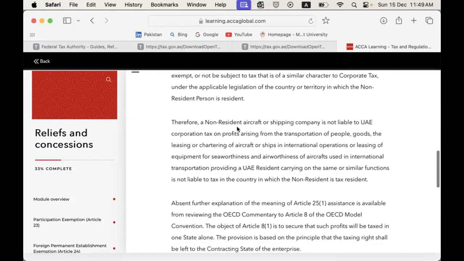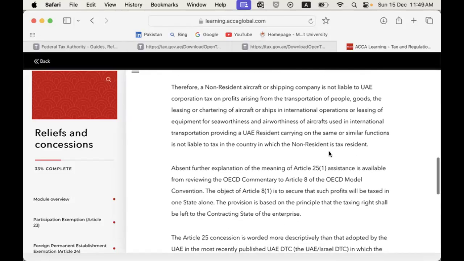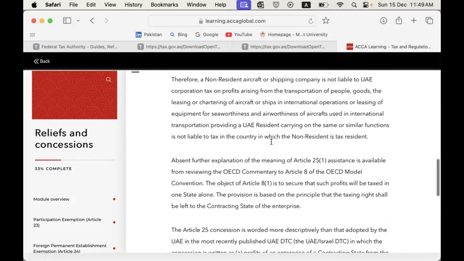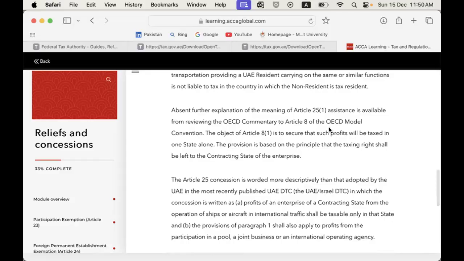Secondly, a non-resident aircraft or shipping company is not liable to UAE corporate tax on profits arising from the transportation of people, goods, all that merchandise, equipment, carrying on the same or similar function, if it is not liable to tax in the country in which the non-resident is tax resident. So that other country also exempts the same person. But there is another condition of reciprocity. I think it will come later on.